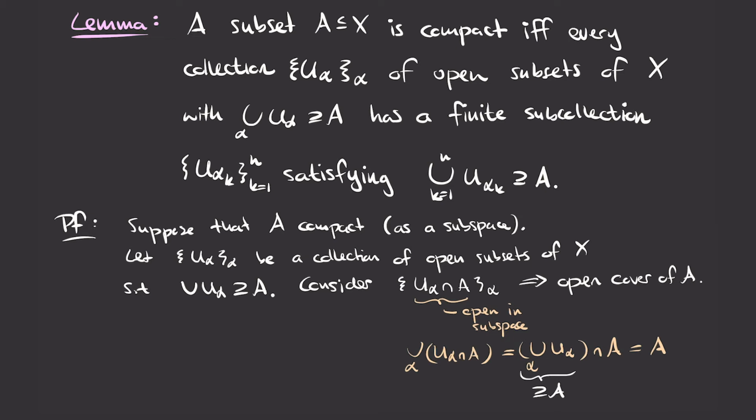Okay, and now, well, we assume that A is compact, which means that this open cover here will have a finite subcover. So we have some finite subcover, which I'll denote U alpha k intersect A, where k goes from 1 to n. So this is a finite subcover.